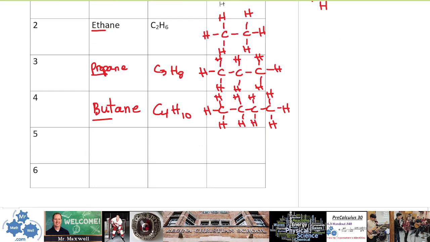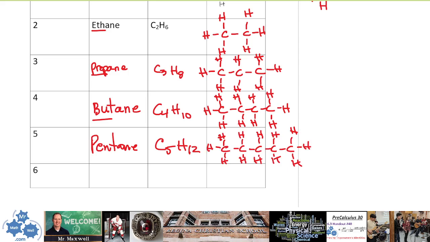Okay, so we'll finish up with 5 and 6. 5 would be, any guesses what the prefix for 5 would be? I think you guys should have this in your notes, right? Pentane is correct. Pentane, C5H what? What are we going to have here? What's the pattern here? C5H12. Okay, and yeah, you can draw that as well.